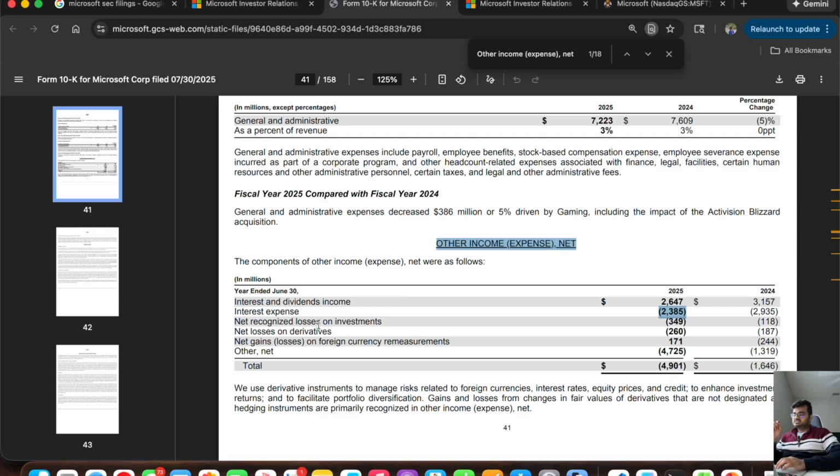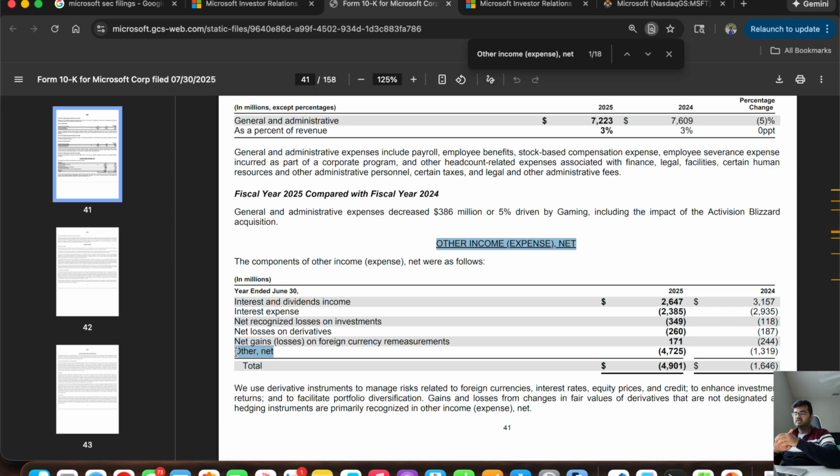Third one is net recognized loss on the investment, might be on whatever investment they have made other than Microsoft as a non-operational items. They have mentioned what is the net loss on it. Fourth one is net loss on the derivatives. Whatever derivatives on the 2025 they have given it. Then fifth item is net gains or loss on the foreign currency remeasurements. Yes, Microsoft, by end of it, is a global company. They have operations all across the world. In that, they have gained approximately $171 million in the most recent year and lost $244 million. They have also provided this as one line item. And finally, they have mentioned other as one line item, which we don't know what it is.